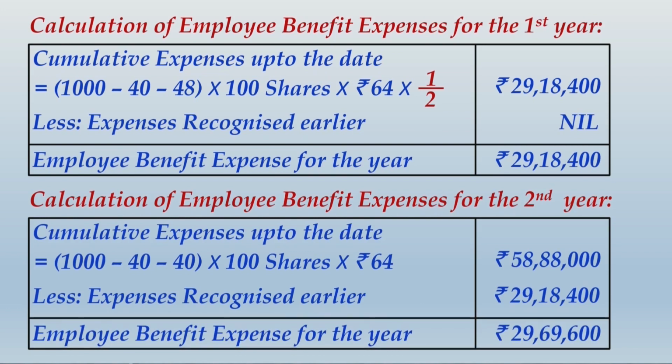29,69,600. So friends, the accounting entries you know how to pass. The question did not ask accounting entries, so we are also not going to show any accounting entries. Just write up these calculations and that will be end of the solution.